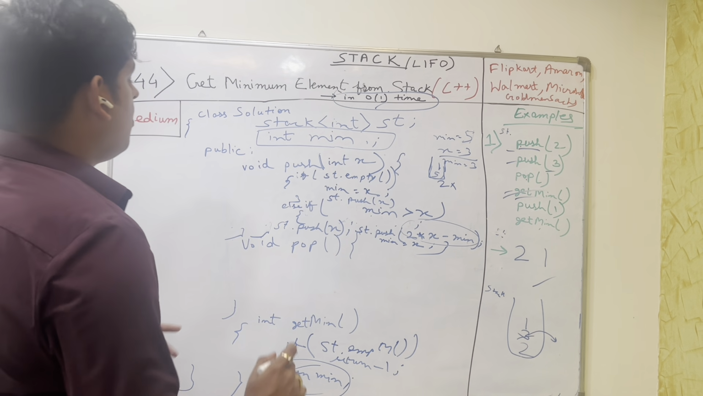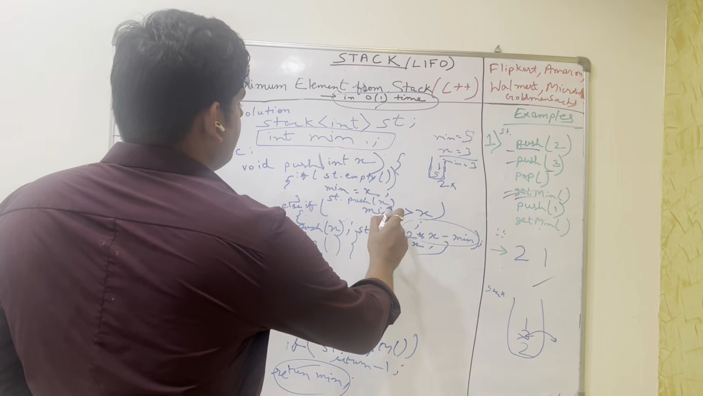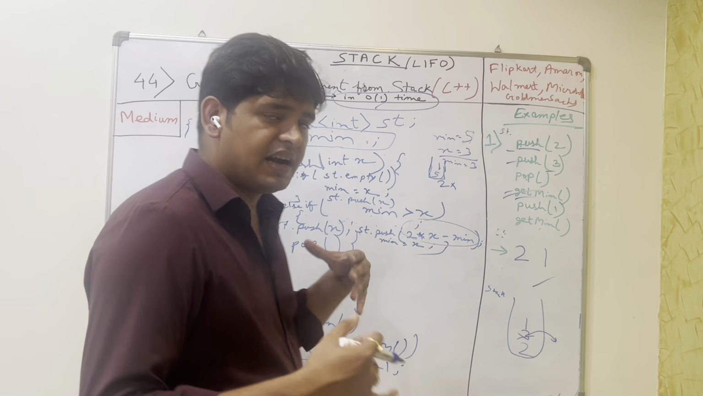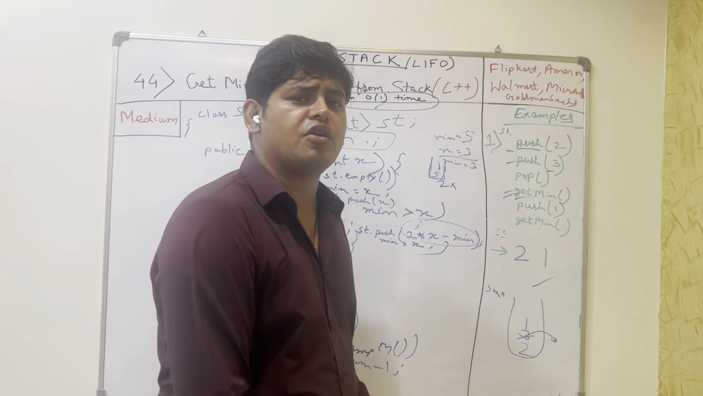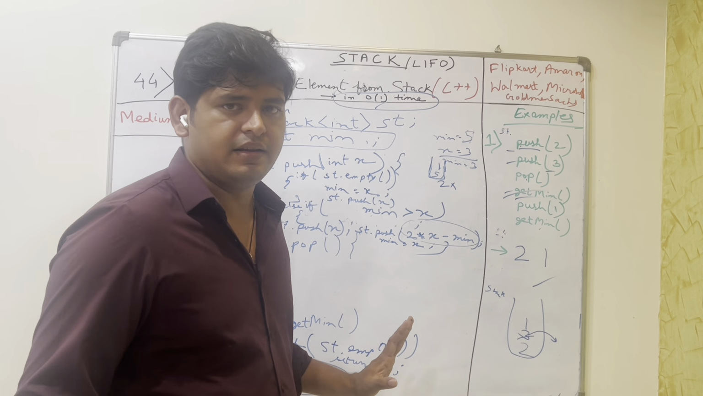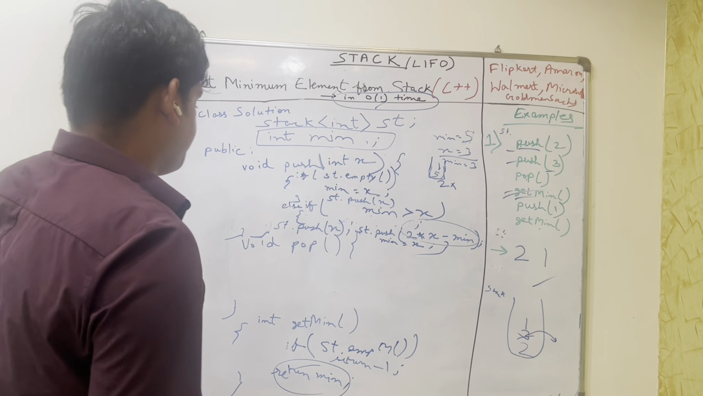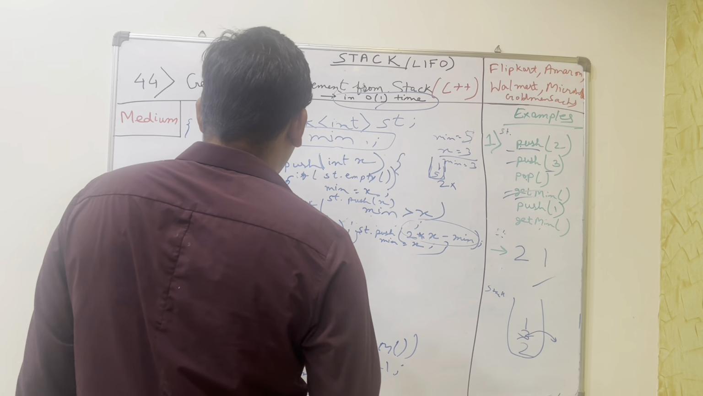So this is coded. If x is greater than minimum, we don't have any problem. Keep it, insert it into the stack, because I already have the minimum element in my hand. Now the pop function. What do I do in the pop function?